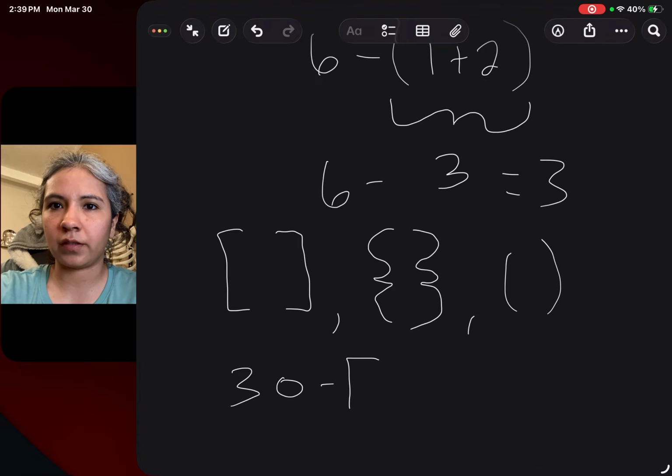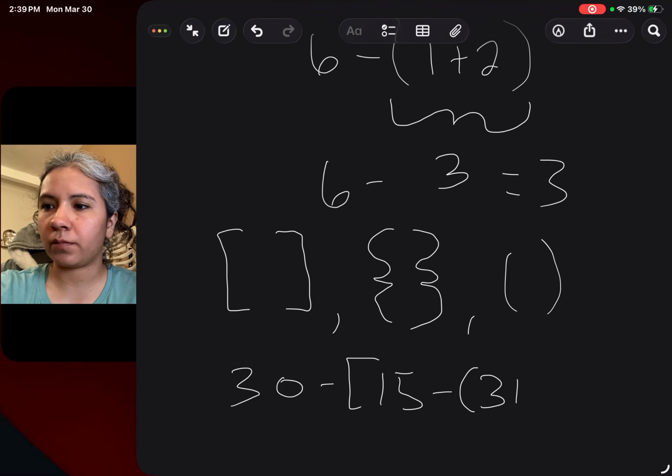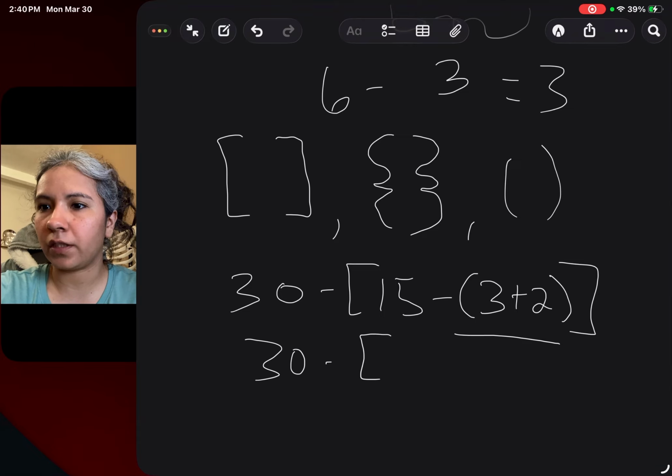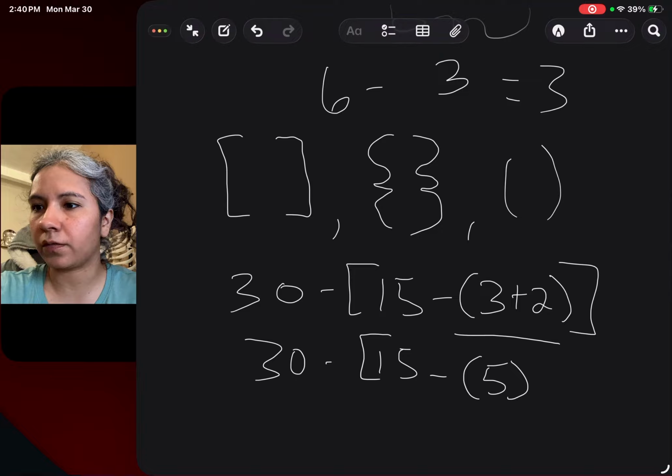30 minus, let's do 15 minus (3 plus 2). So here we're going to do the parentheses first because this is the innermost symbol of inclusion. So now we're going to leave the 30 and 15, and this is going to be minus 5 because 3 plus 2.